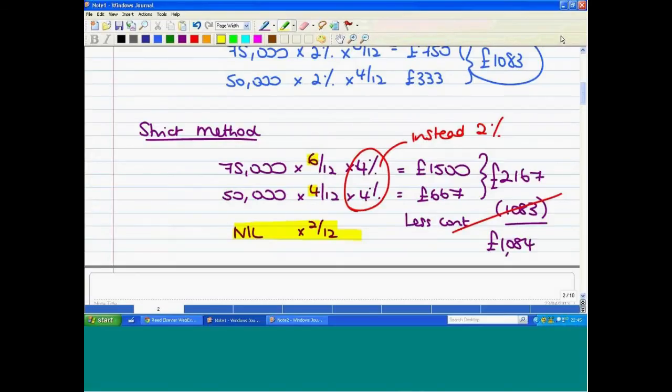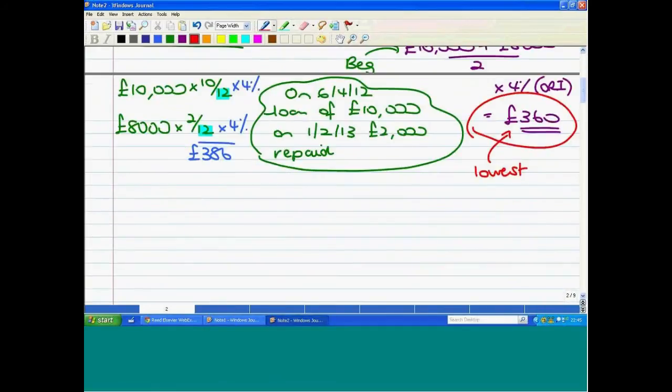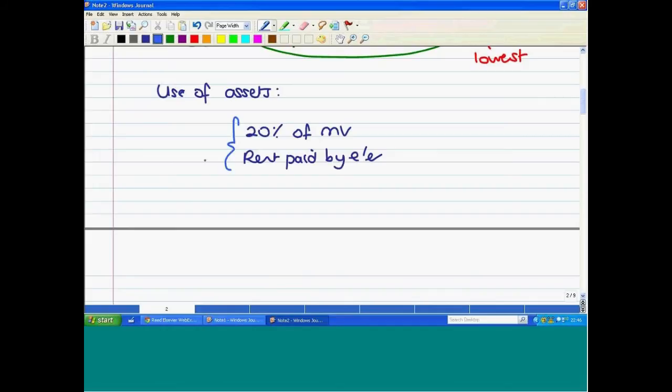So let's now talk about use of assets. Now, use of assets, let's just start a new section. Use of assets follow generally 2 rules. We're going to be looking at 20% of the market value, and we're going to be comparing that to the rent paid by the employer for the asset. Now, obviously, if the employer owns the asset, there's not going to be any rent paid, and we can just go on the 20% of the market value. And most of the time that's the case, but if they did give you both of these, we would always use the higher of the two.